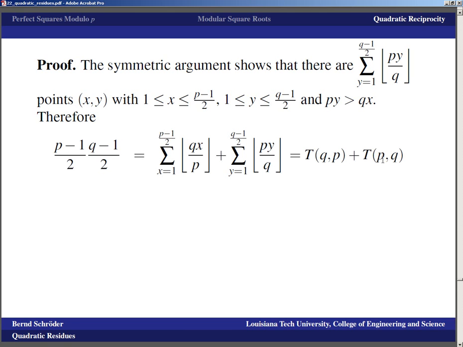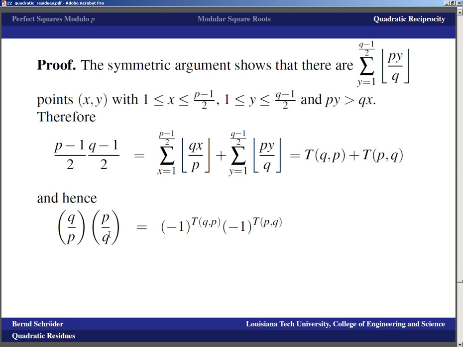That's t_qp plus t_pq, and that means that the Legendre symbol of q over p times the Legendre symbol of p over q is (−1)^(t_qp) times (−1)^(t_pq), which is (−1)^(t_qp + t_pq), which is (−1)^((p−1)/2 · (q−1)/2). And that is the proof of the law of quadratic reciprocity in this form.